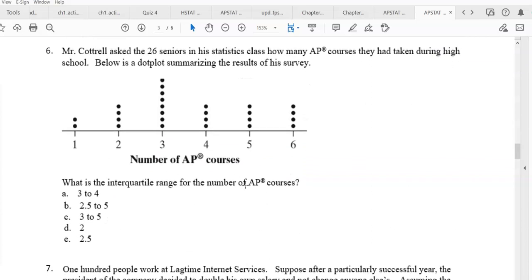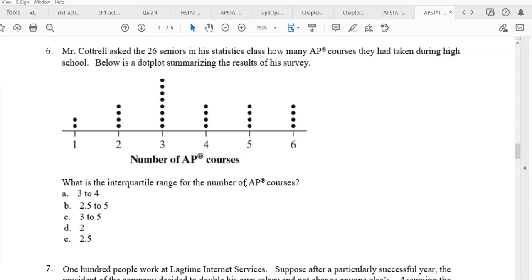Mr. Cottrell asked the 26 seniors in the statistics class how many AP courses they've taken during high school. Here's the dot plot. So a lot of folks took 3, some people took 6. Some St. Mary's girls take them in 1 year. What is the interquartile range for the number of AP courses? Okay, so we've got to figure this out.